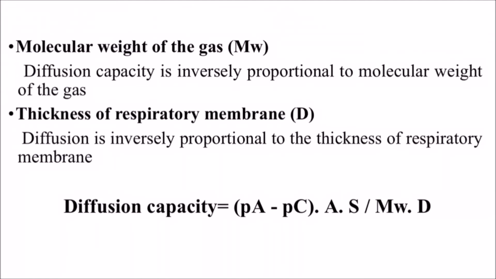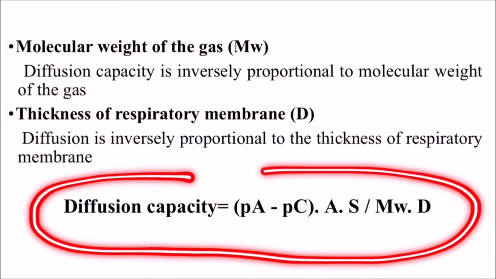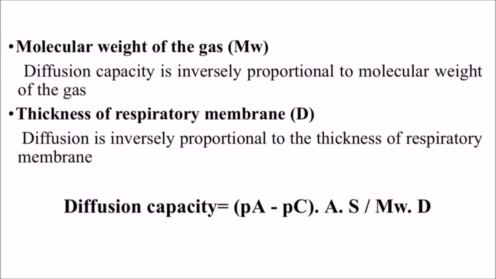The last two factors, what I have told, are the molecular weight of the gas and thickness of the respiratory membrane. The diffusion is inversely proportional to the thickness of the respiratory membrane as well as the molecular weight of the gas. As you can derive the equation, diffusion capacity is equal to Pa minus Pc into A into S divided by mW, that is molecular weight, into D, where Pa minus Pc is the pressure gradient, A is the area of the respiratory membrane, S is the solubility, and mW is the molecular weight of the gas, and D is the thickness of the respiratory membrane.